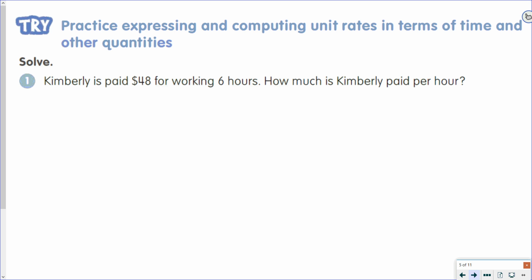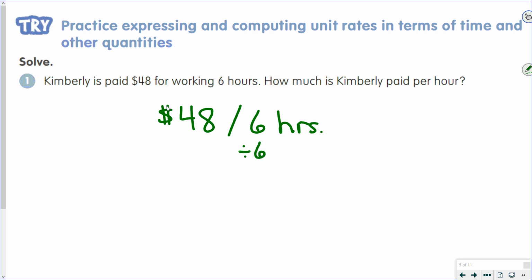All right, so hopefully by now you have a solution to check. And we have, Kimberly is paid $48 for working 6 hours. How much is Kimberly paid per hour? So again, we have $48 per 6 hours. So again, we want to get that second term down to 1. To get it down to 1, we divide it by itself. And since I'm dividing by 6 there, I need to divide by 6 here. 48 divided by 6 is 8.